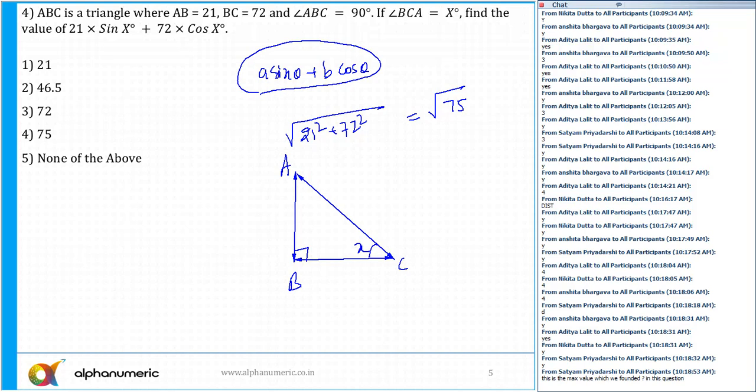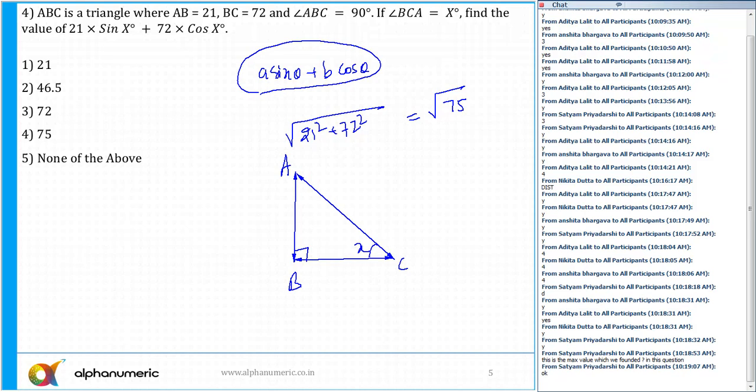If it is not a right angle triangle, then that is the maximum value. If it is a right angle triangle, then it will be exactly equal. Okay, Satyam?